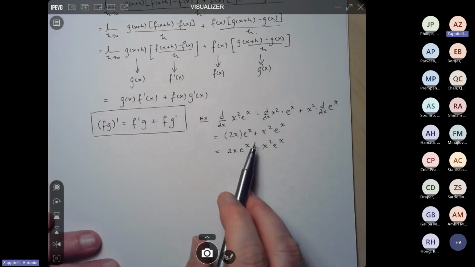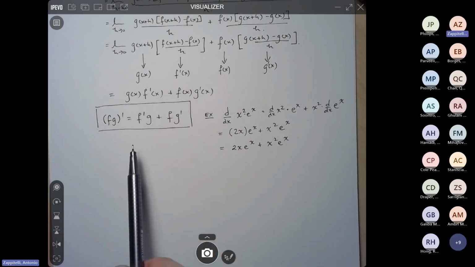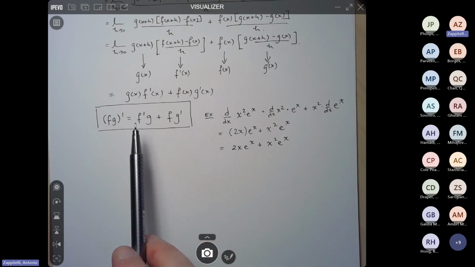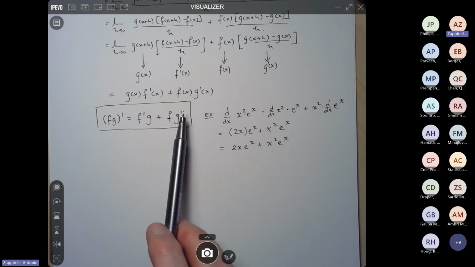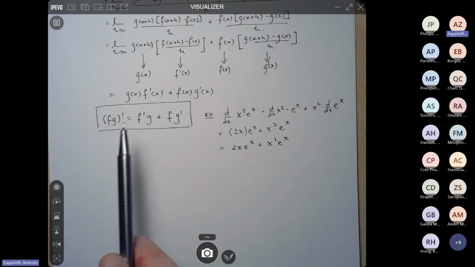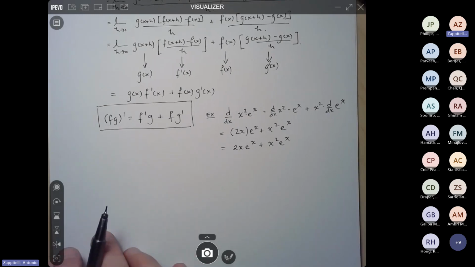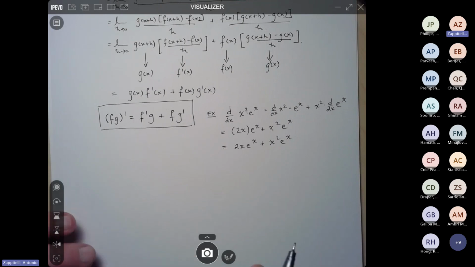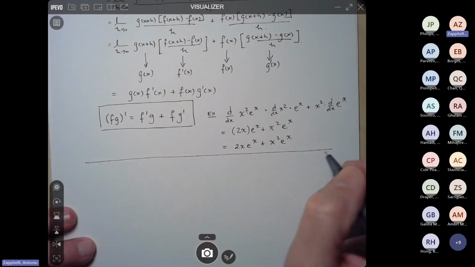So again, what makes it easy to memorize is to think about position. Derivative of the first times the second plus the first times the derivative of the second. It doesn't matter whether these functions are called f or g or whatever they are, you're just thinking about their position in the product. Let me give you a couple of examples for you to work on to apply the product rule.